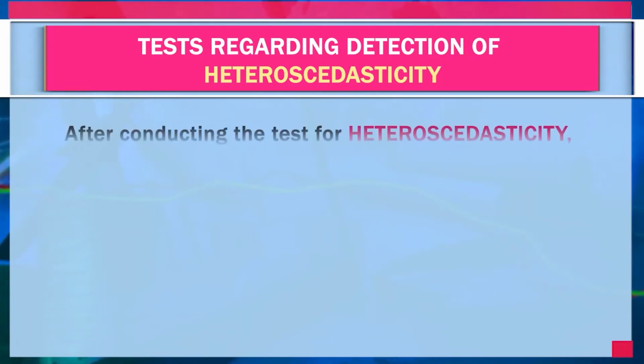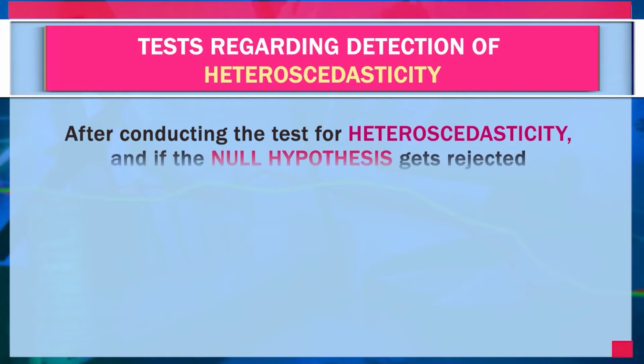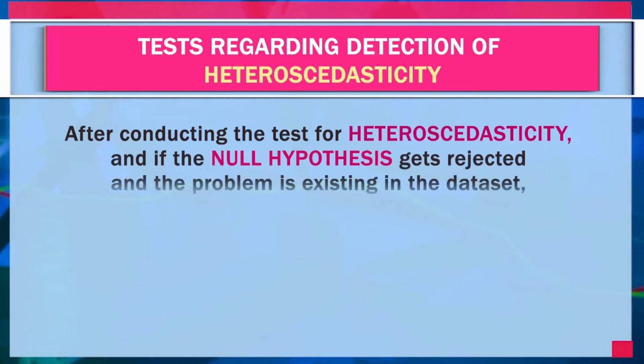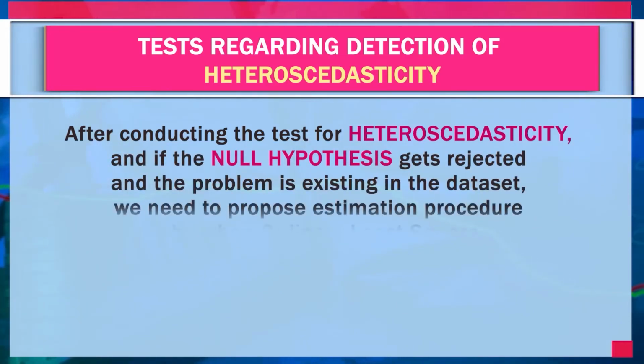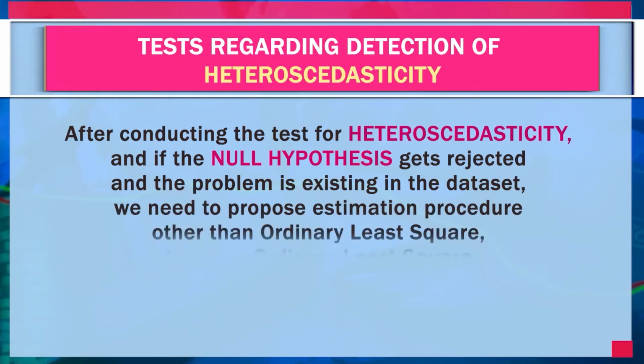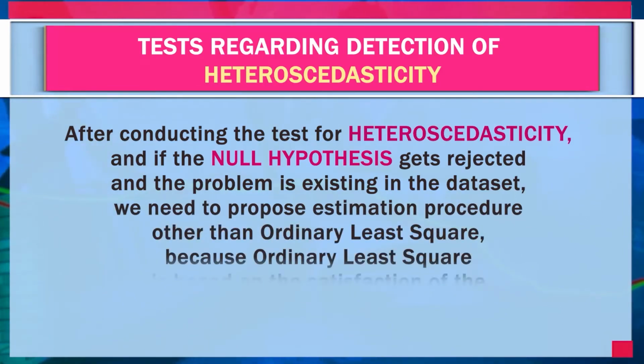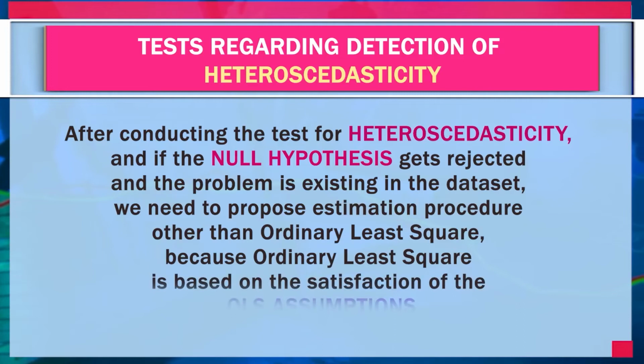After conducting the test for heteroscedasticity, if the null hypothesis gets rejected and the problem exists in the data set, we need to propose an estimation procedure other than ordinary least squares. Because ordinary least squares is based on the satisfaction of the OLS assumptions, and if the problem of heteroscedasticity exists, where the variance of the residuals keeps on changing, then we need to devise an alternative procedure.